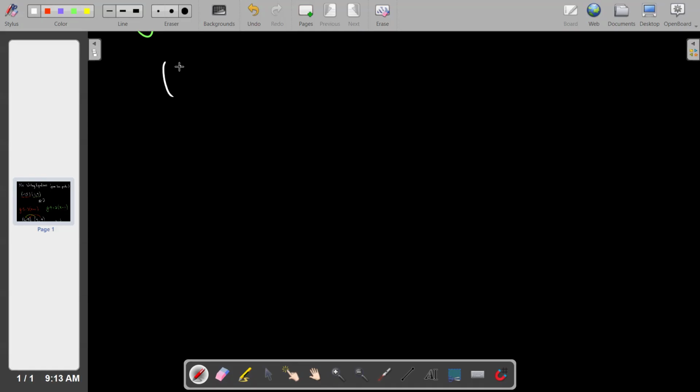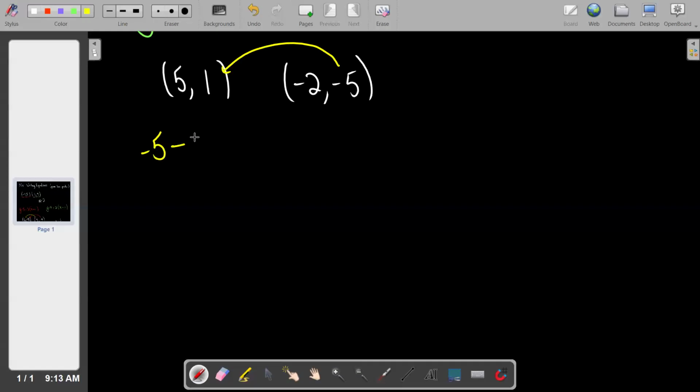So in number 2, we have the points 5, 1, and -2, -5. And yes, for all you guys who love the trend, there will be some 6s and 7s in this problem. So settle in, okay. When I do my yellow, that says -5 minus 1. And then when I do the red, that's -2 minus 5.